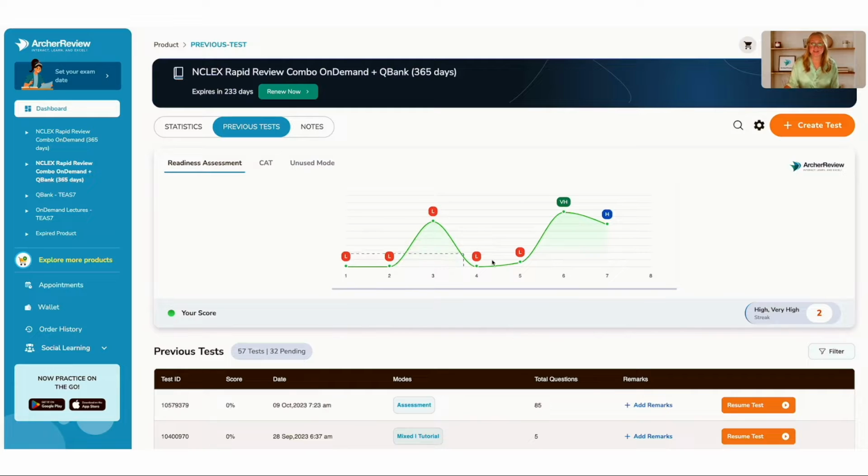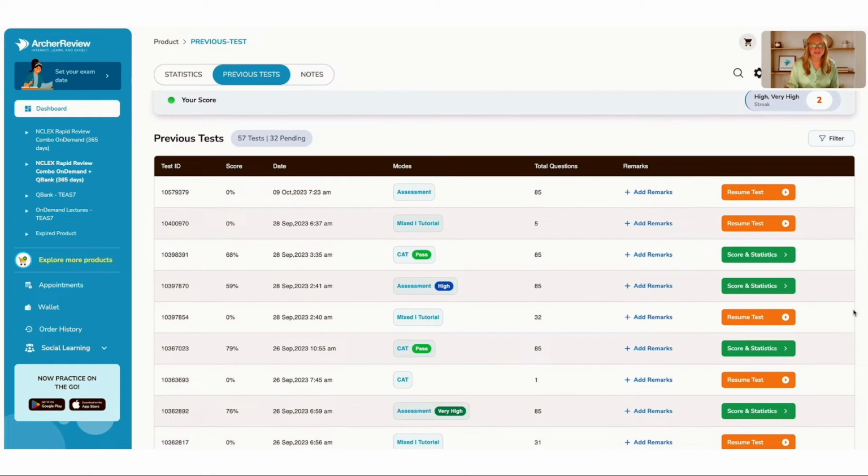You can see that I had some low scores when I started, and now I've scored one very high and one high. The gold standard is to receive 4 scores of high or very high in a row. So you'll note this streak counter right here to let you know how close you are. Scrolling down, you can see all of your previous exams, assessments, tutorial modes, CAT exams, and your remarks on if the CAT exams were a pass, the assessments were a high, a low, borderline, whatever your score was.